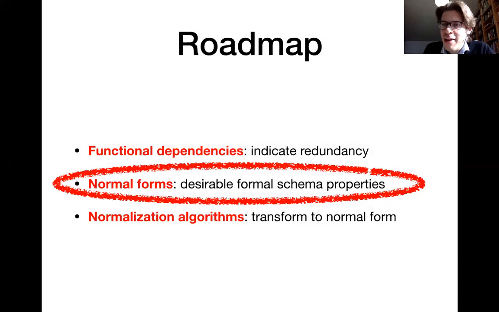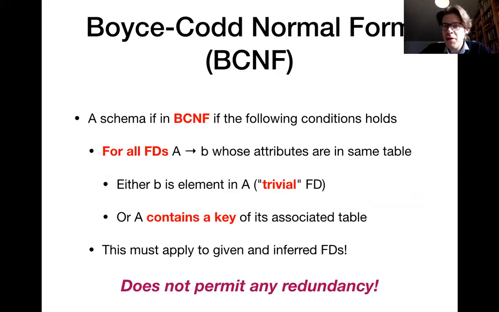The last time, we discussed two of the most popular normal forms that are used heavily in practice. One of them is the Boyce-Codd normal form, which you see here. We test whether a schema is in Boyce-Codd normal form by considering all functional dependencies, which means the ones that are initially given as well as new functional dependencies that we can infer from them. For each functional dependency that holds on a single table, we make sure that one of those two conditions here is satisfied.